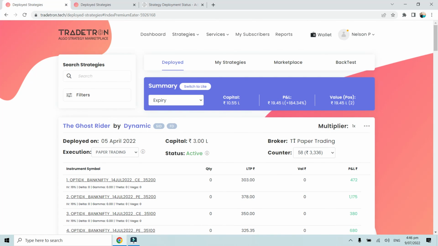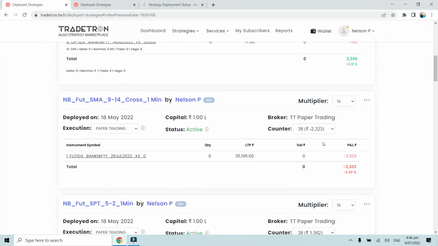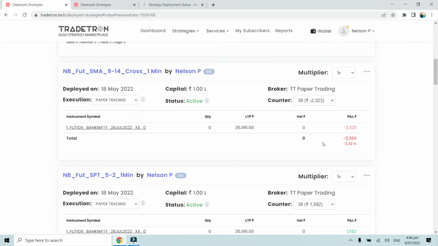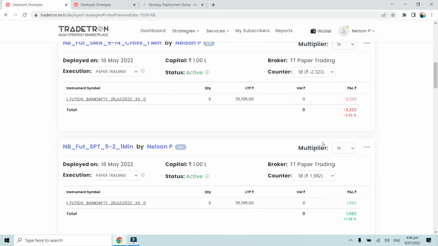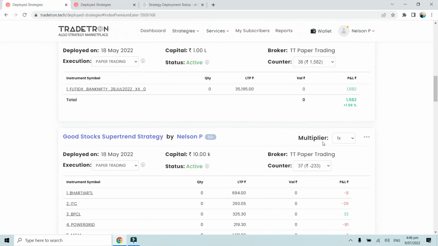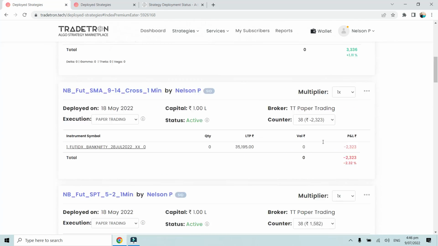So at any point in time, if you want to deploy it in paper trading in order to get an idea of how a particular strategy is functioning, then you can deploy it. You can check for a few days, a few weeks. There is no restriction in terms of how many days you can deploy a strategy for. Once you're comfortable with a particular strategy, then you can start trading in your own broking account.